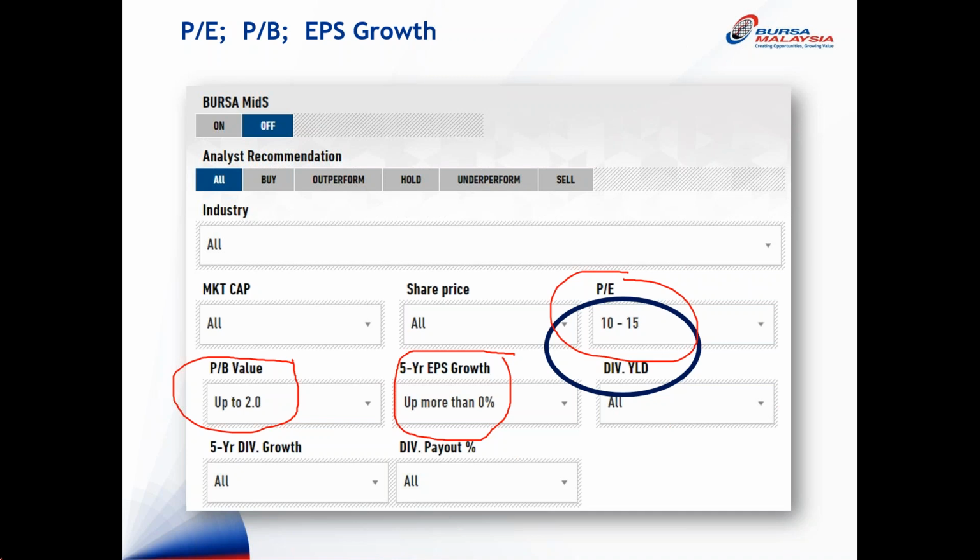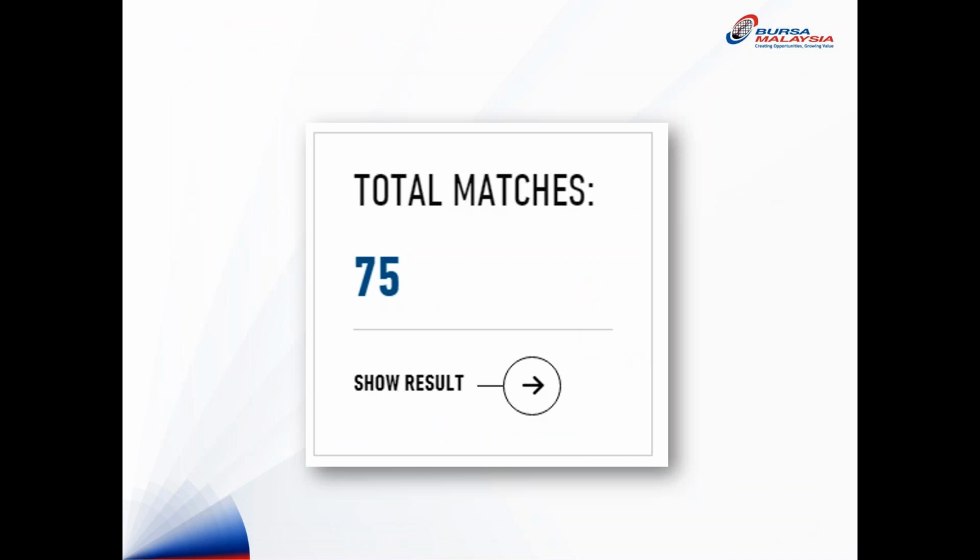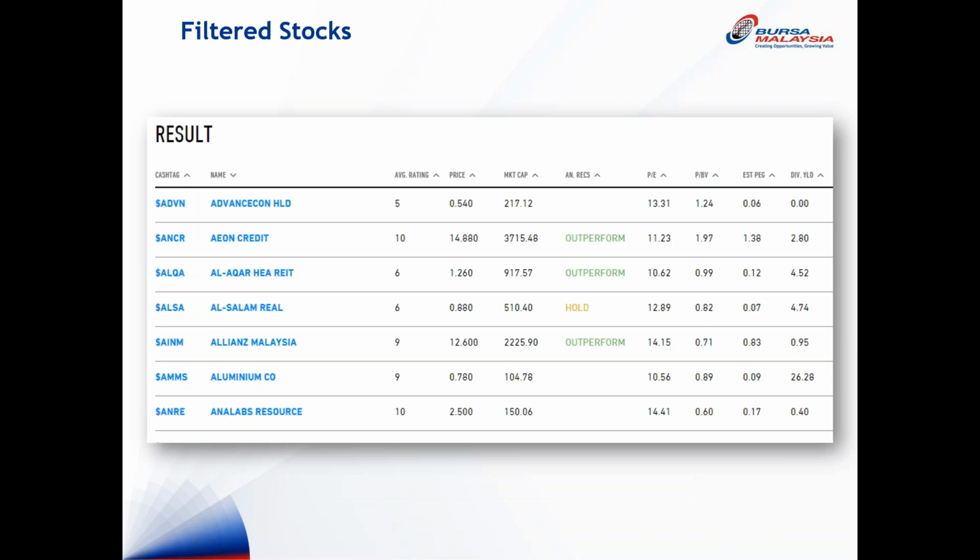With these elements selected, I'm able to filter certain stocks that meet my criteria. In this case, I picked up 75 stocks. You see, the Bursa website shows you all these things, and the good thing is it's available freely to everybody. From here, you can see the stocks, and also whether analysts have rated the stock as outperform or hold and so on. So these counters meet all the criteria that we set.